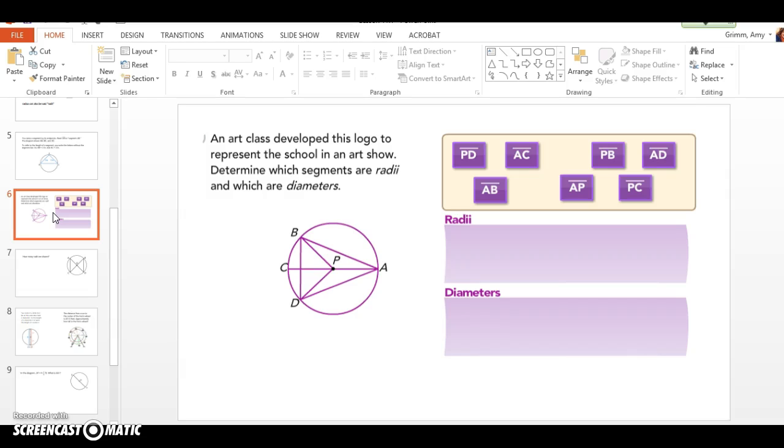Okay, so I would like you to start, so we're all on the same page here. Start with PD and tell me, do you think that's a radius or a diameter? Radius. So P to D is located right here. It goes from the center to the outside, so that is a radius. Good.